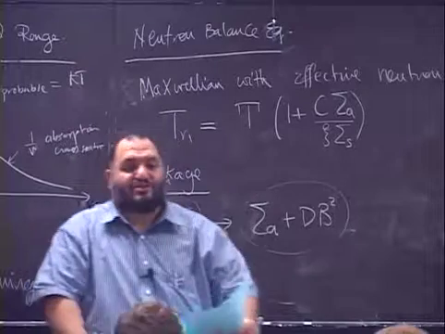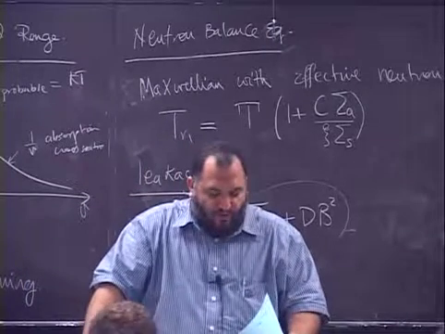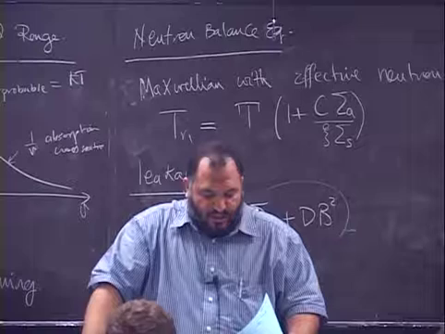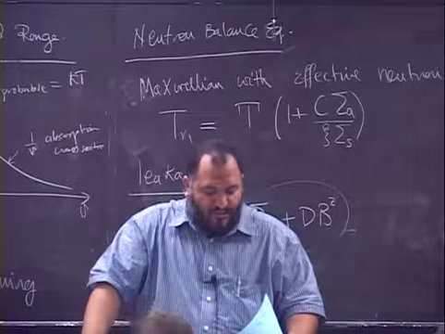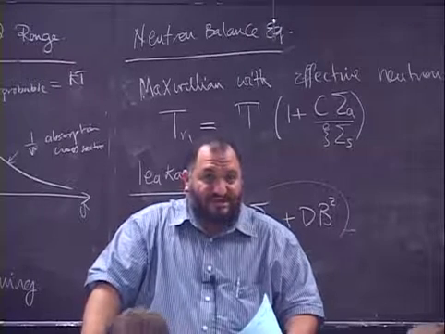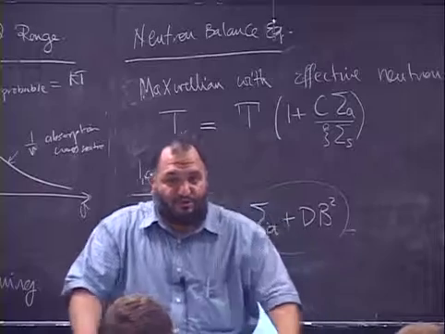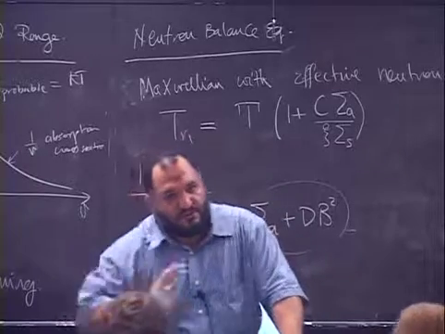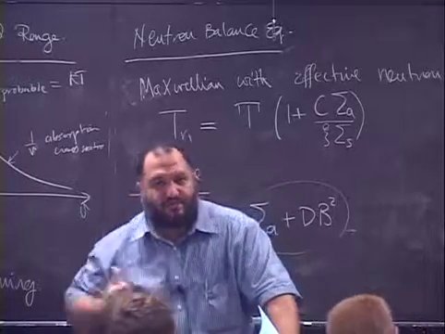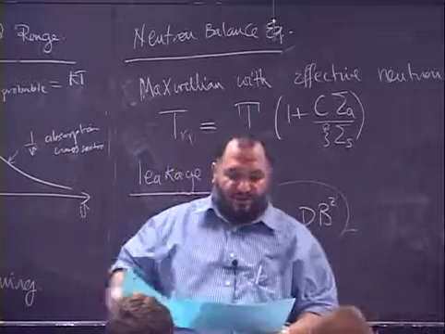So leakage will preferentially remove higher energy neutrons, and this will offset the effect of what? Absorption. Absorption tends to shift the spectrum to higher energy, but leakage tends to shift it to what? To lower energy.